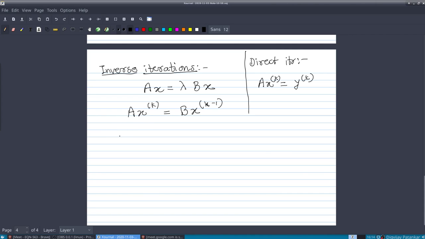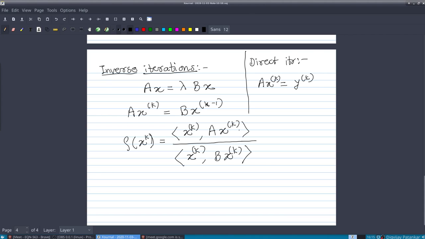The eigenvalue in this particular case will be, let us say, the approximation to the eigenvalue, called rho corresponding to xk, is equal to, I don't know if you are aware of this notation, I will explain that, <xk, Axk> over <xk, Bxk>. Do you know what is this notation?